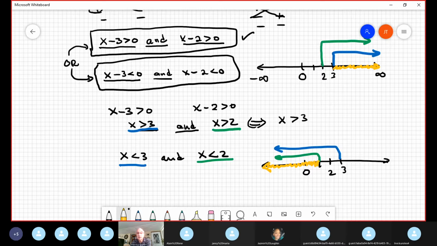Okay? It's from, sorry, mistake. This is from 2. This is 2. Wow, I select green. Okay, I select green. Okay, so the part that shares both interval intersection is this.